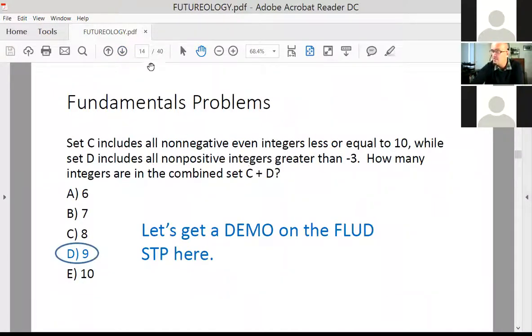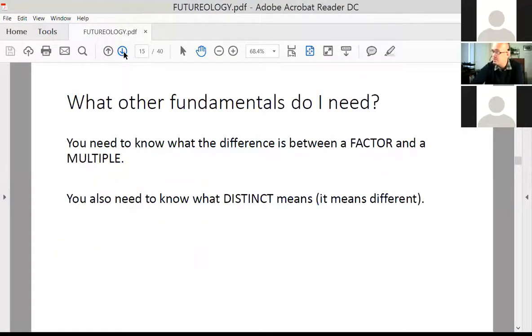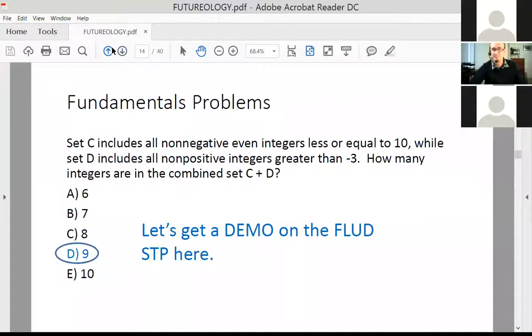So let's get a demo on the FLUD STEP. We actually already did that for this question. That was what I just drew for you guys. So if I were to flip back.